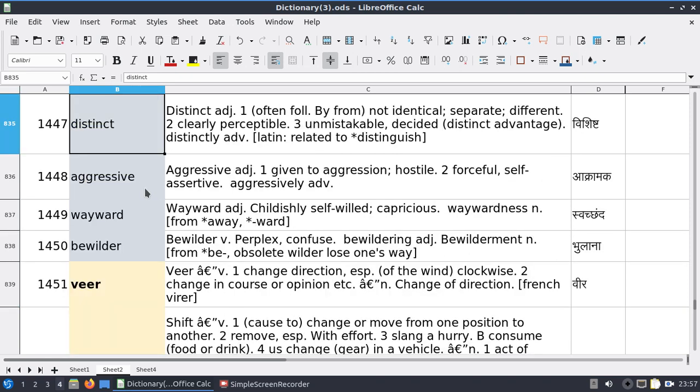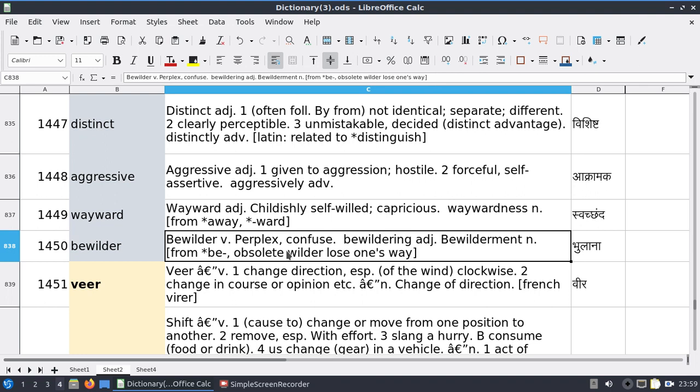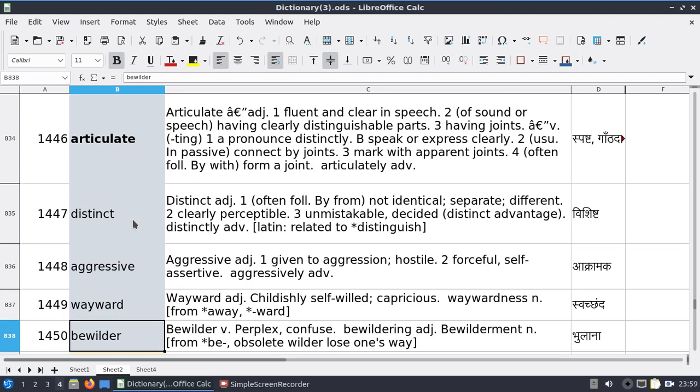Distinct. Distinct means it's not identical. Aggressive means forceful, hostile. Wayward is behaving more like a child. A wayward child. Wayward emotions. It is more childishly self-willed. Okay, it's not adult behavior. Bewilder is confusing, perplexing. His complete lack of interest in money bewilders his family. That means it confuses his family. Okay, in this case, articulate is not related to any of these words.